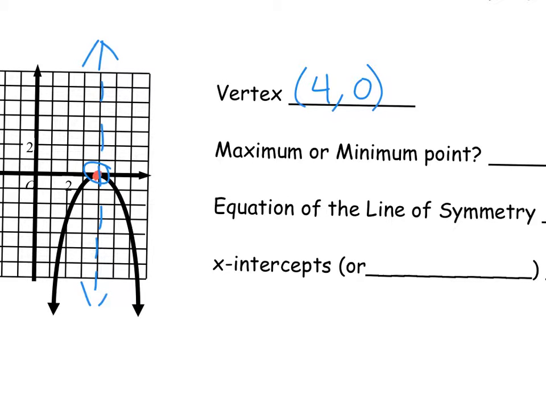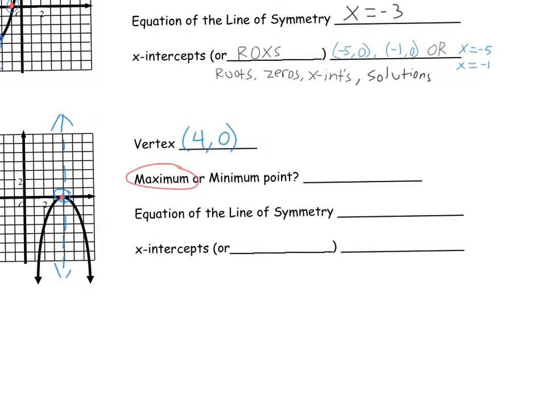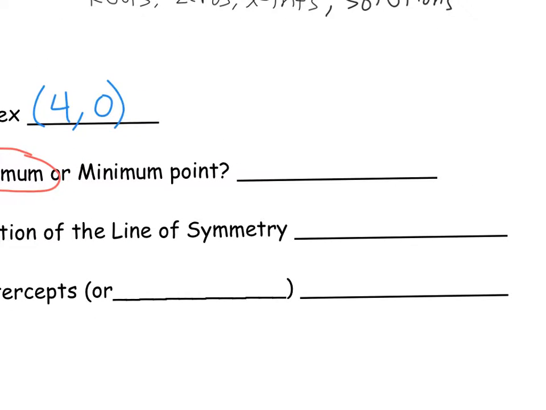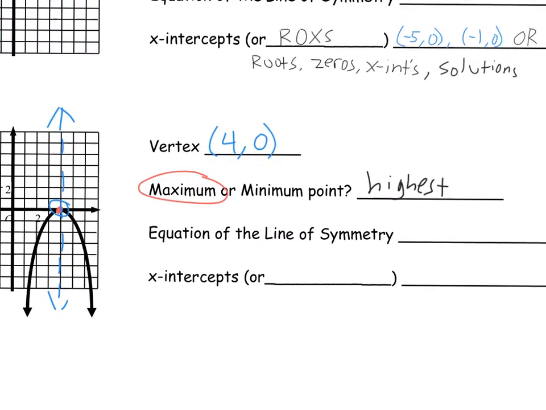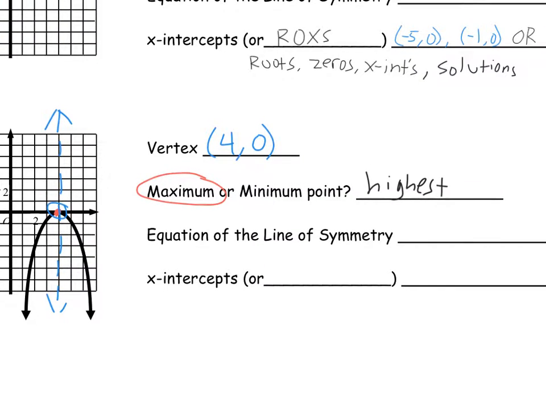That's the vertex, okay? Is this a max or a min? It is a max, right? Think about it: is there a bottom or a floor? There's no bottom, it goes down forever. So max means that is the highest it can be. Highest point, okay?